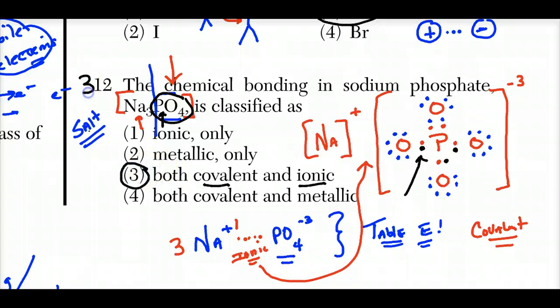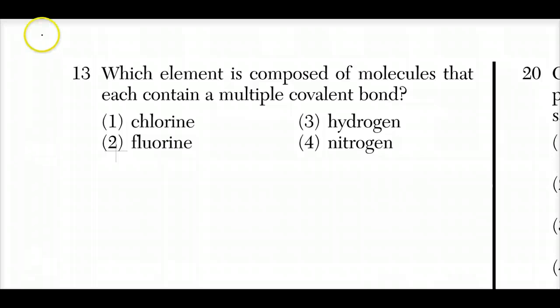Number 3 is 12. Which element is composed of molecules that contain a multiple covalent bond? Well, let's start with chlorine. Chlorine bonds with chlorine, it's diatomic. All right, which element is composed of molecules?